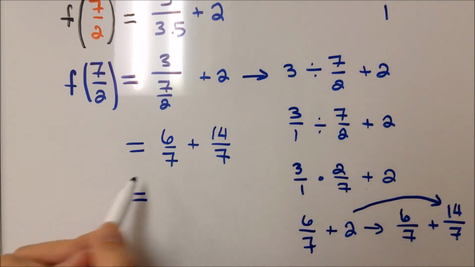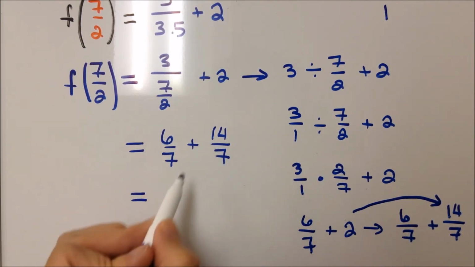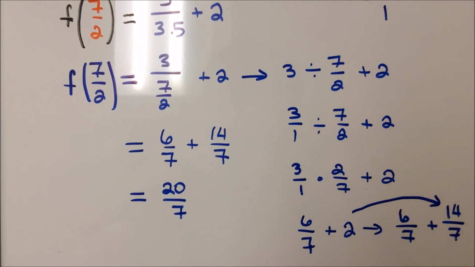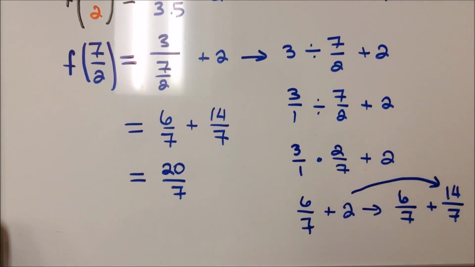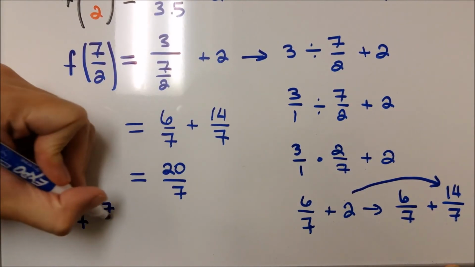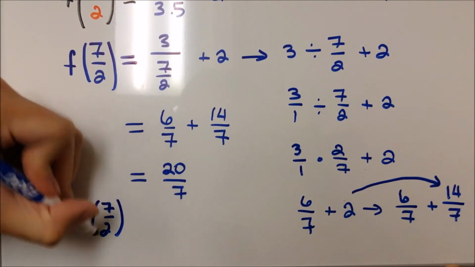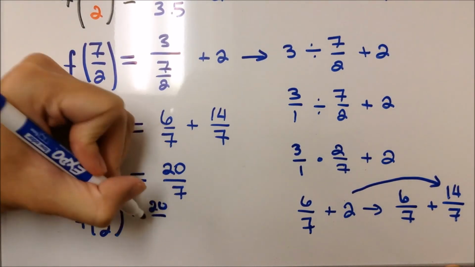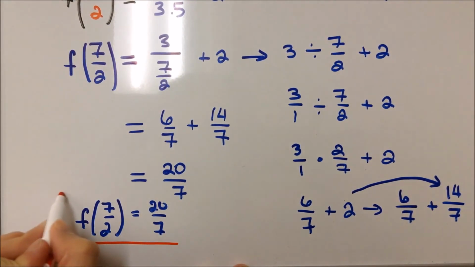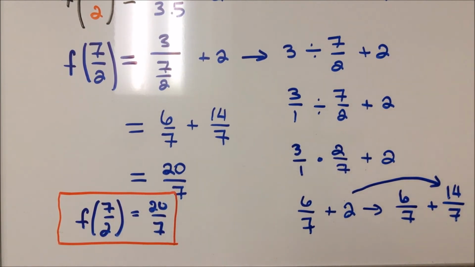So if we combine, all you're doing is just adding the top number, so 6 plus 14, that's 20, and the denominator stays the same. Well, there are no more numbers or variables to add, subtract, multiply, divide, so we're pretty much done. So your final answer is going to be f of 7/2 equals 20 over 7. So that's our final answer, and that's all you have to do. So I'm going to box this up, and then we're done.